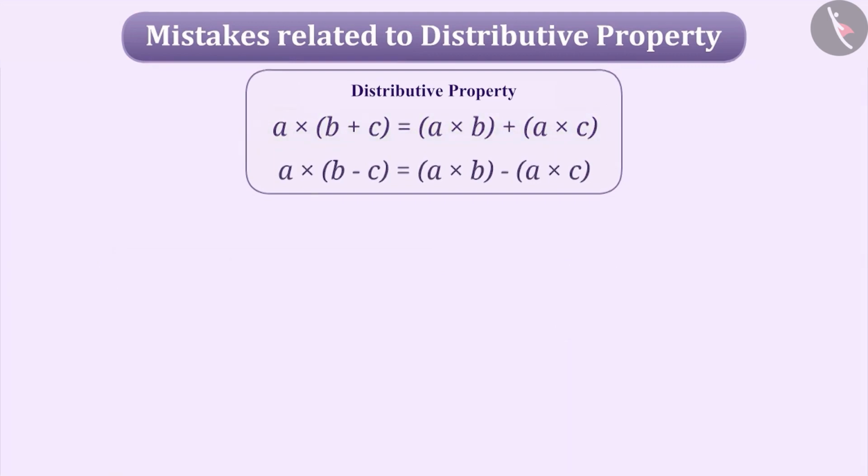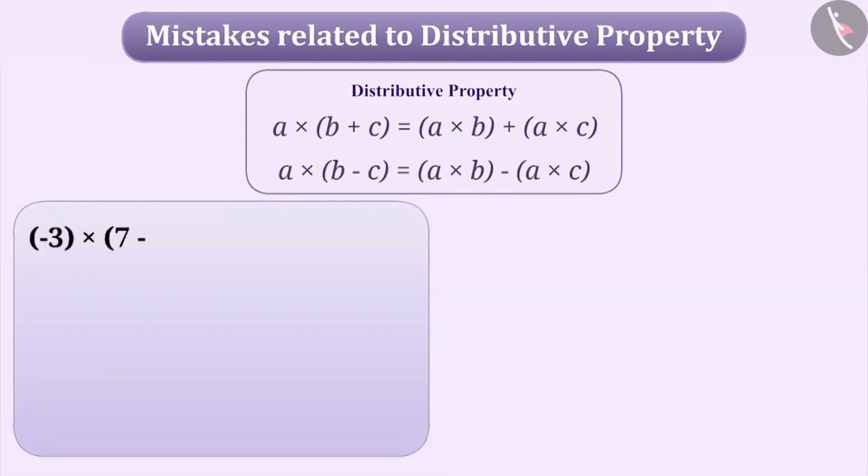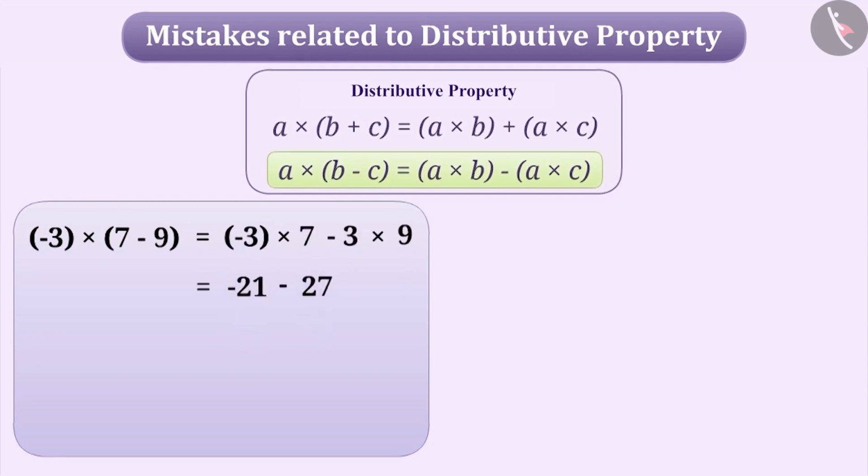While distributing multiplication over subtraction, some kids ignore the negative or positive signs of the numbers. For example, if kids are asked the result of minus 3 multiplied by 7 minus 9, few kids solve it this way. Minus 3 multiplied by 7 minus 9 is equal to minus 3 multiplied by 7 minus 3 multiplied by 9 is equal to minus 21 minus 27 is equal to minus 48.